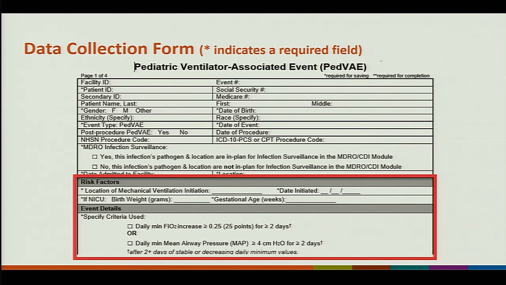All right, so this is the required information. Location of mechanical ventilation initiation, the date that the mechanical ventilator was instituted. If the patient is a NICU patient, you need the birth weight and the gestational age, and then the parameter in which the event was met.